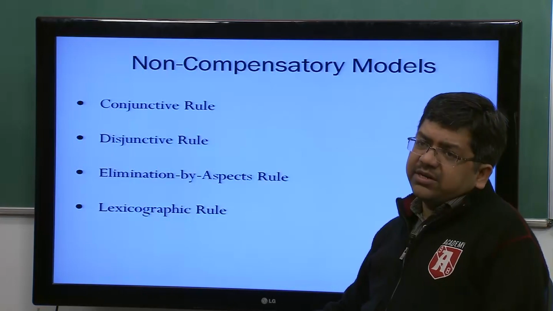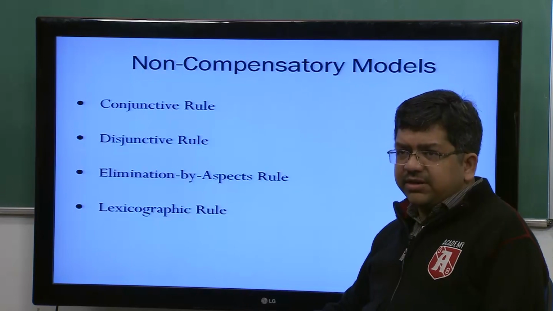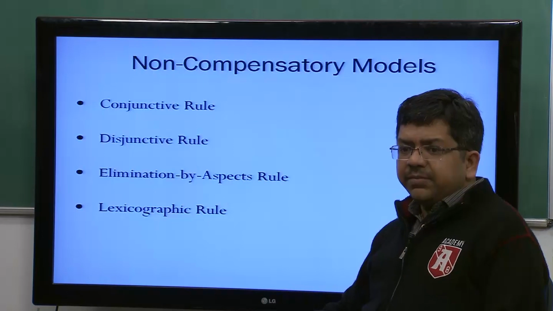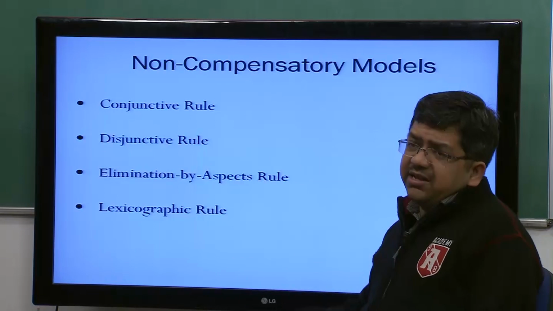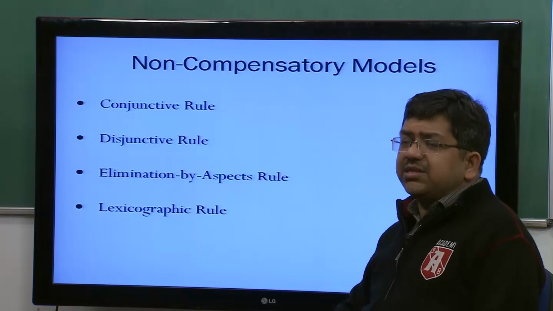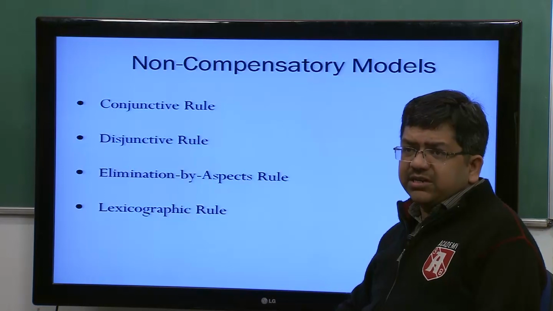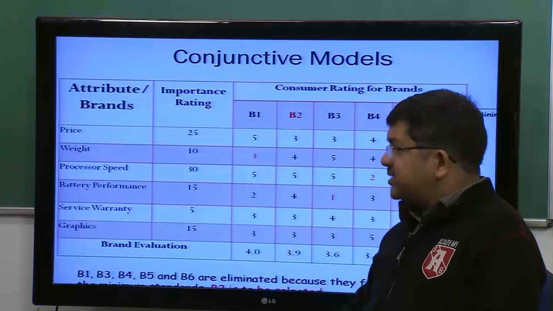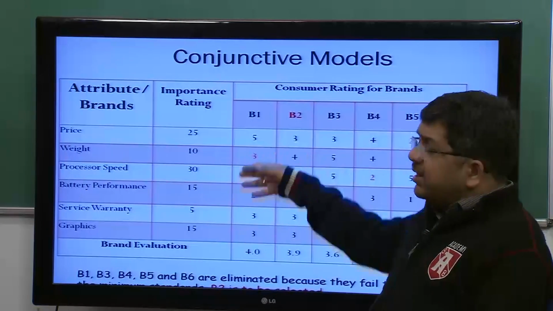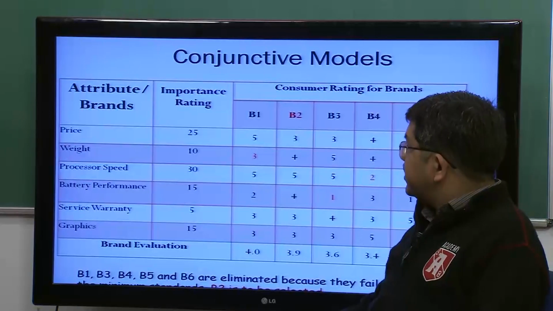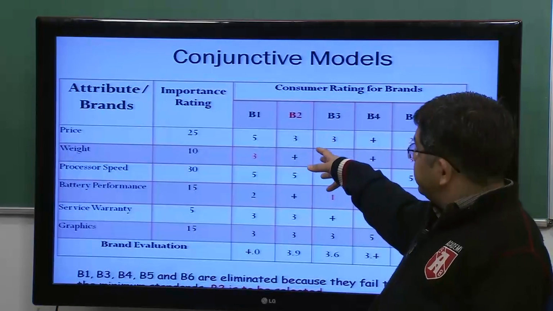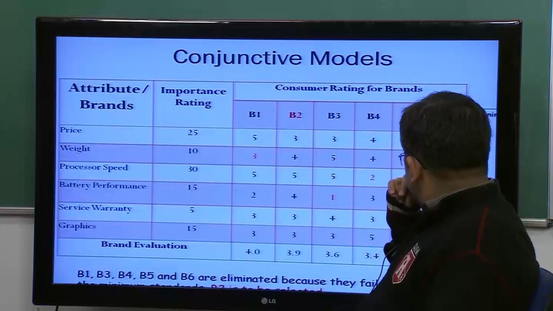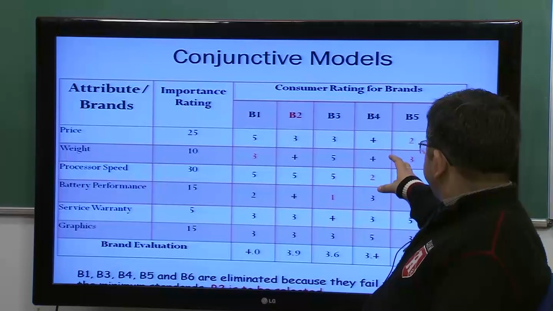Instead of the compensatory model, if the consumer goes for a non-compensatory model, there are different possibilities in which he can make the decision. Most importantly, there are 4 types of decision rules. The first one is the conjunctive rule. I am taking the same example; I am not changing the importance rating of the different attributes or the rating of the brands on those attributes.